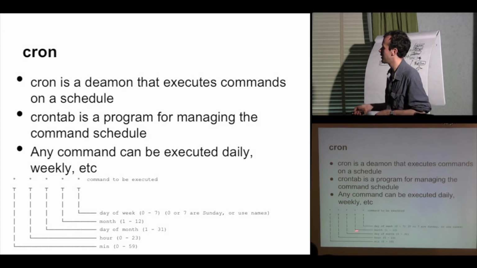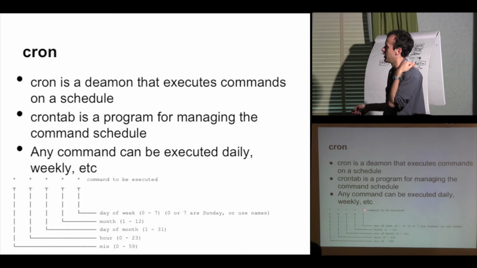And so the file has a bunch of these fields. Wikipedia has this nice little piece of ASCII art. So the first field is the minute, then the hour, and then the day, month, week, and then the whole command you're going to execute. Star means do it on all of them, right? So if you just had star star star star 0, that would mean run this command every Sunday.